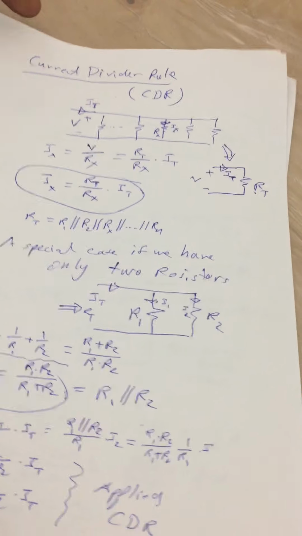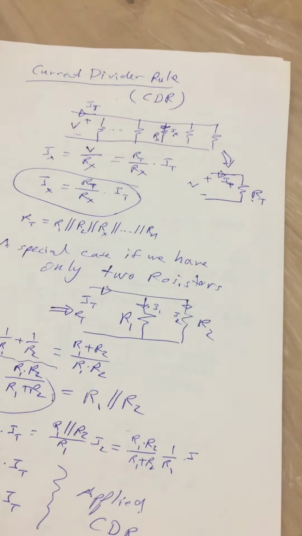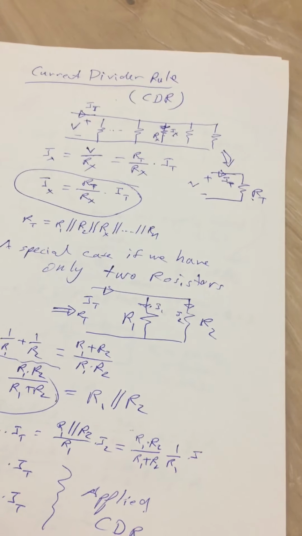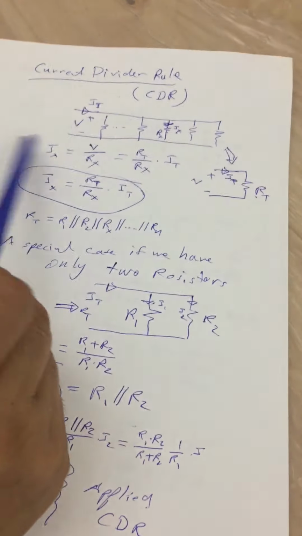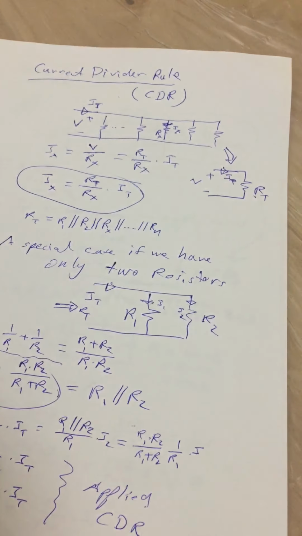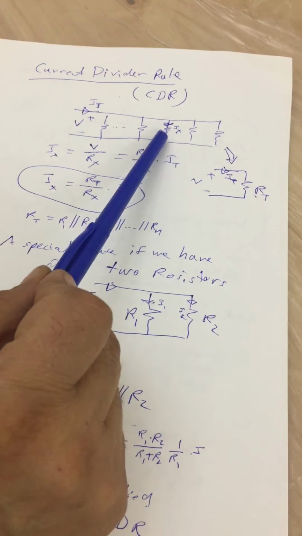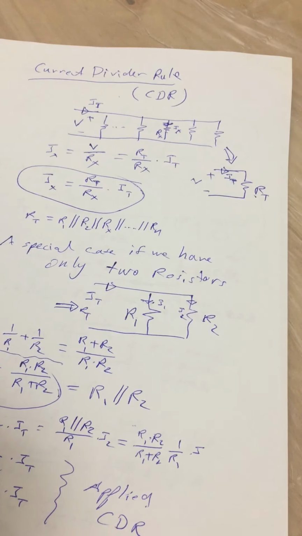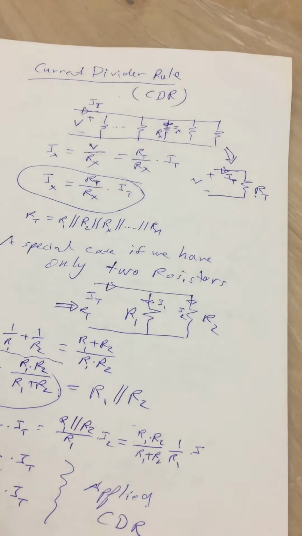Also, what we have here for parallel circuits, similar to the series circuits, where we had a voltage divider rule, here we have a current divider rule, CDR. Basically, if we have a parallel combination of resistors, then we can find a current in an element, say Rx, what is Ix, from a knowledge of our parallel combination of resistors and the total current.